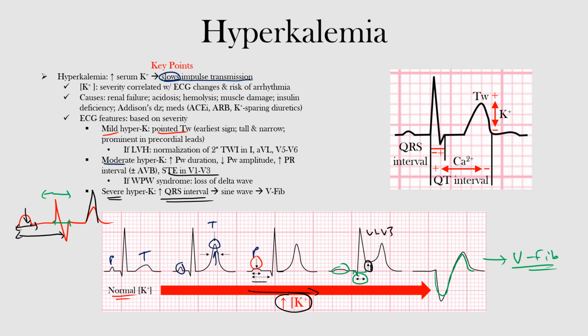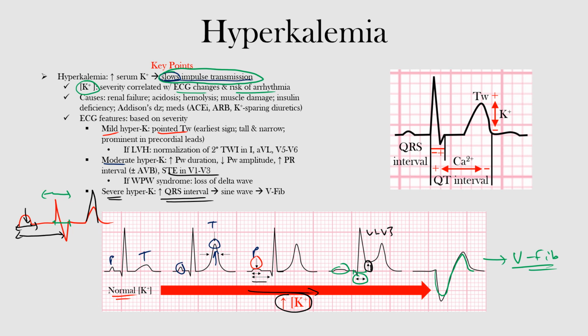Okay, so let's review what we discussed before we end here. Hyperkalemia results when we have an increase in serum potassium levels. And remember, everything is slowing down, so it slows impulse transmission throughout the entire heart. One thing to note is that these potassium concentrations are correlated: the severity of the hyperkalemia is correlated to the EKG changes as well as the risk of arrhythmia. This is different from some of the other electrolytes we look at. This can actually be useful to us.